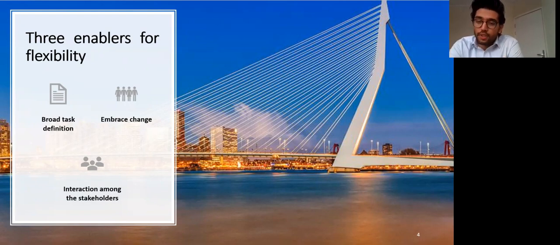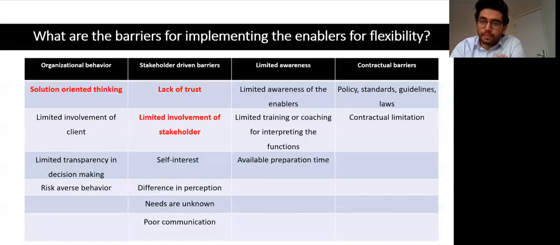The first one was broad task definition, which stands for looking at the project from a broader view instead of narrow solutions. The second one was embrace change, which stands for implementing the change in scope. And the last one was interact among the stakeholders, which means the tendency of the actors or stakeholders to influence each other by their actions in terms of communication, trust, collaboration, commitment, and their involvement.